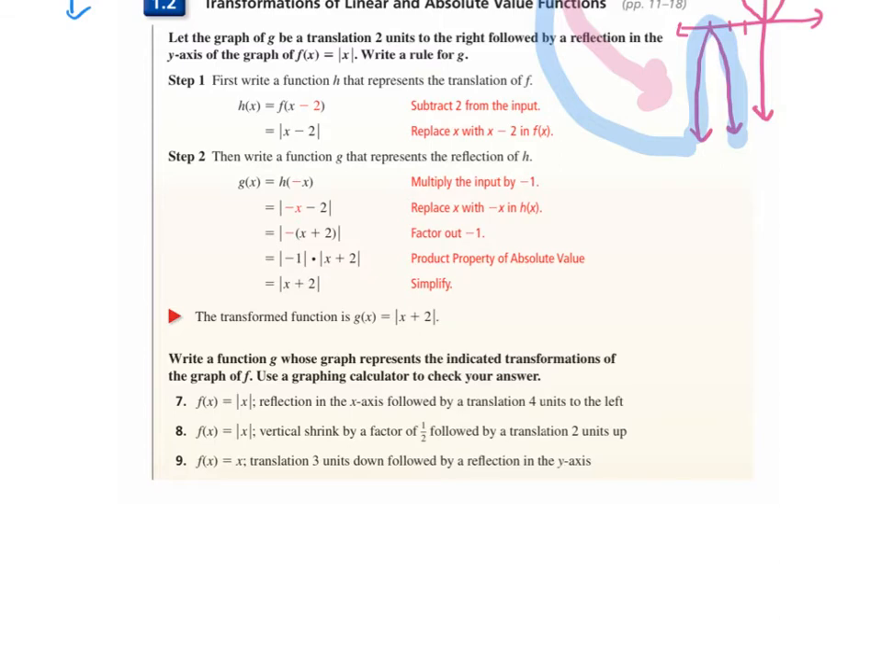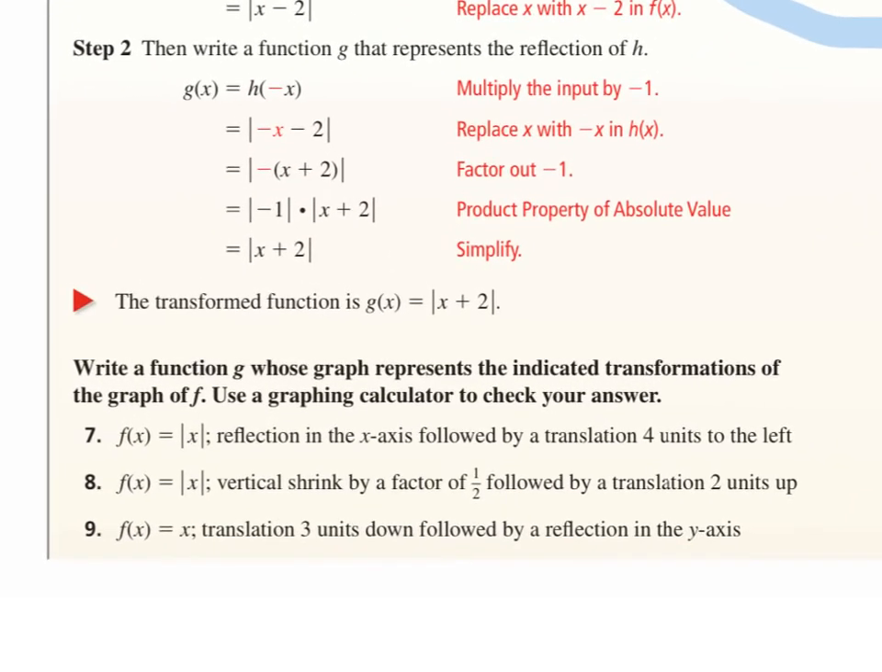All right, let's go to number 7. So here we're going to take our f of x and apply our transformations to get g of x. So we have a reflection in the x-axis, means that we are multiplying the outside by a negative, and a translation 4 units to the left means that we add 4 on the inside. So our g of x, since we have an absolute value graph to start, we just put our negative outside the absolute value and our plus 4 inside the absolute value.